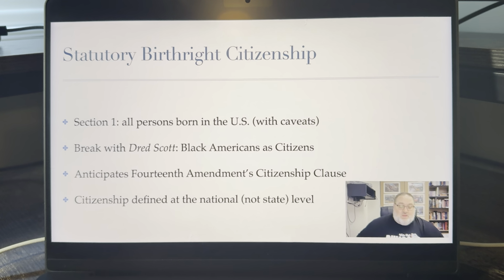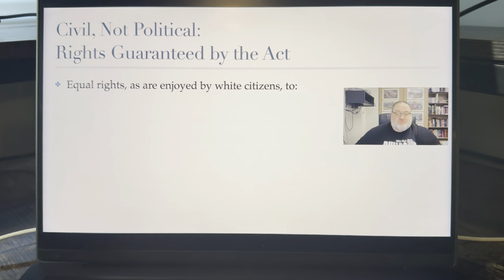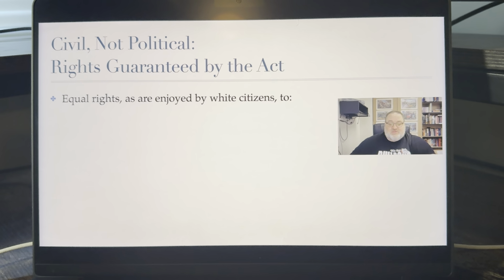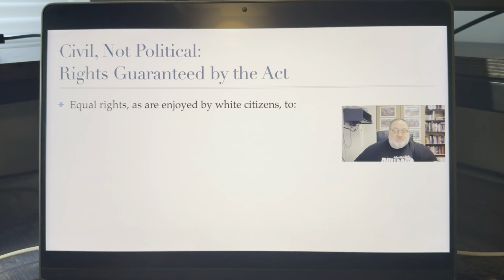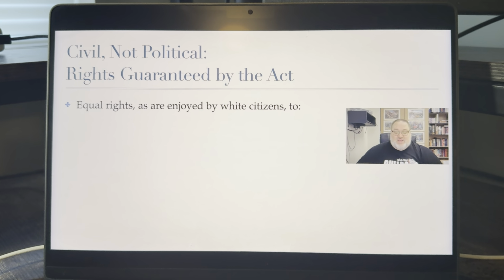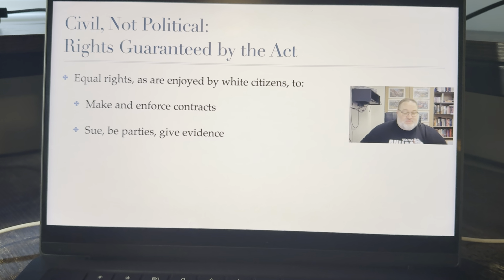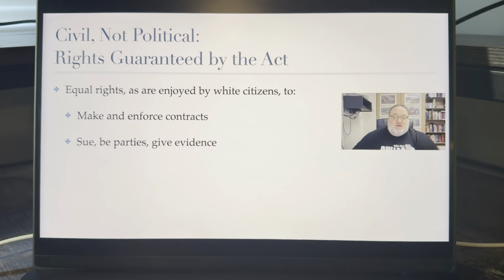After defining citizenship, Section 1 moves into a list of specific civil rights that all citizens must enjoy equally. The structure is explicitly comparative. Non-white citizens are guaranteed the same rights as are enjoyed by white citizens. White status is the benchmark for equality. That framing tells us this is not just about formal abstraction. This is about aligning the legal status of newly recognized citizens with the already privileged status of whites. The listed rights fall into three main clusters: contract rights, the right to make and enforce contracts, the backbone of participation in a capitalist labor and credit market.